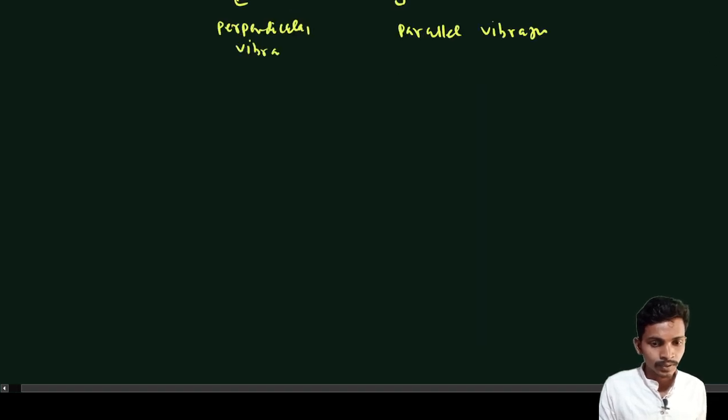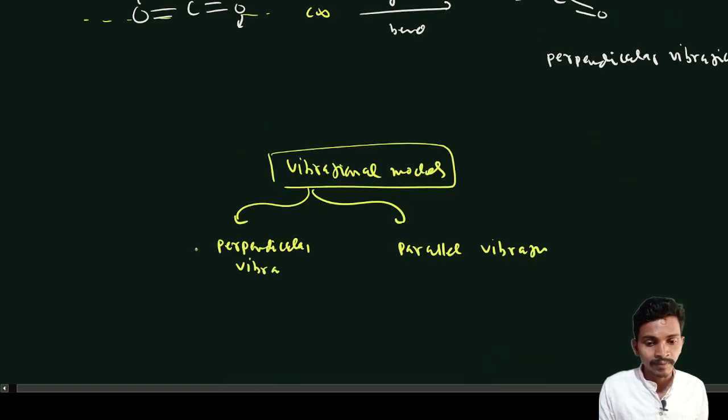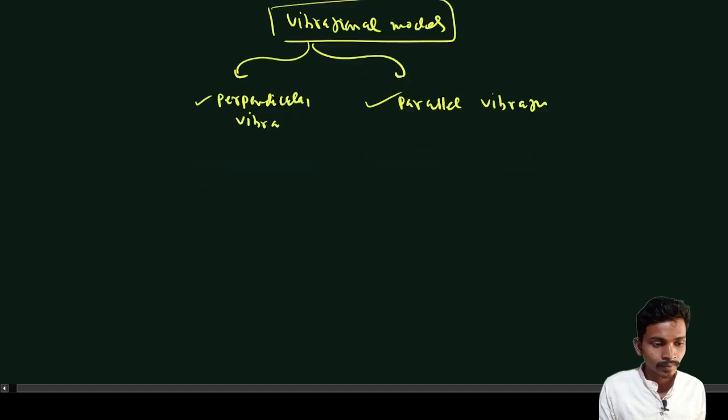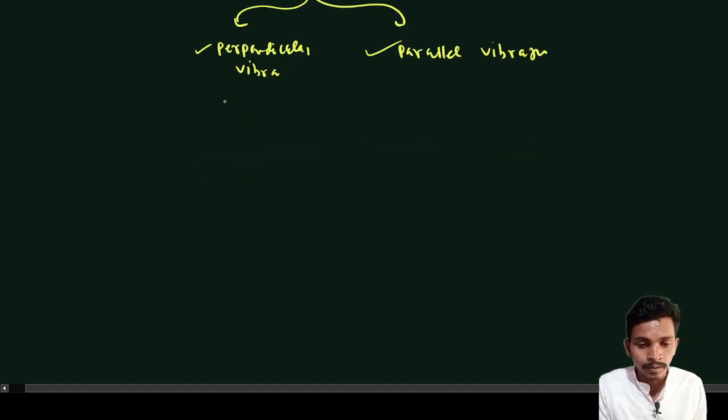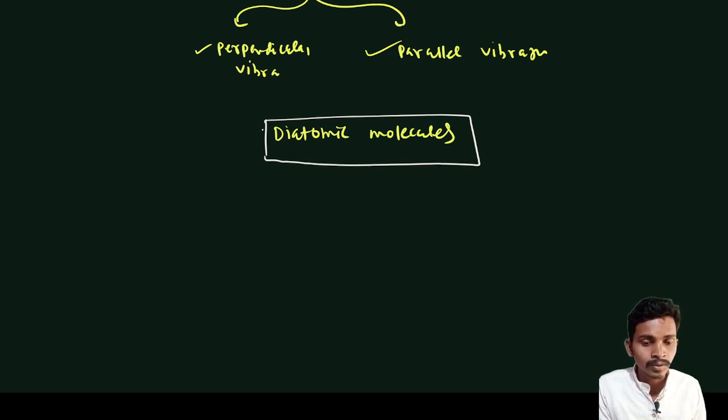In the previous class we were discussing vibrational modes, which can be perpendicular or parallel. Whenever we look at linear molecules, any diatomic molecule is always linear. In these diatomic molecules, the vibrational modes are always parallel vibrations.